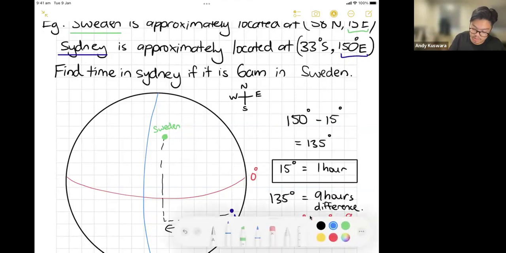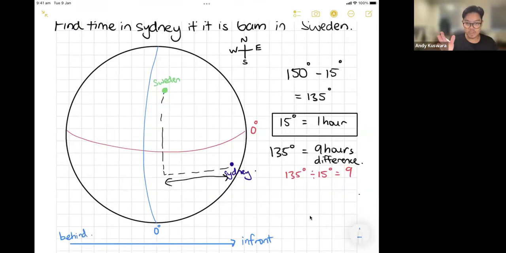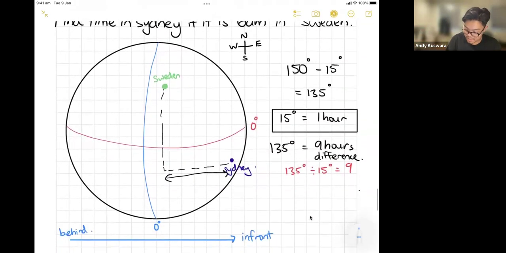And the thing that I'll note here, just take a quick note, this is in front, and this is behind. So the way that time works is if you're on the right-hand side, you're in front. If you're on the left-hand side, you're behind. So now I can see with this, Sydney is 9 hours ahead. Sydney equals 9 hours ahead of Sweden.